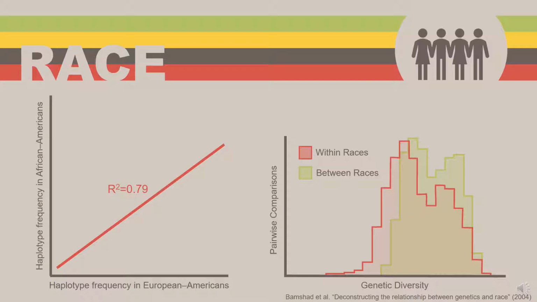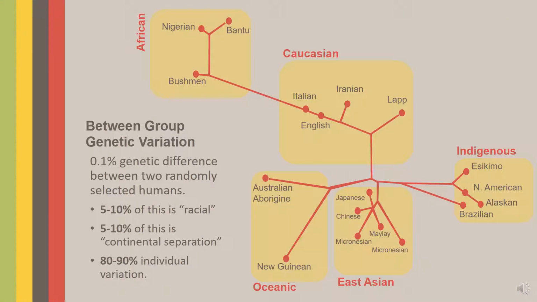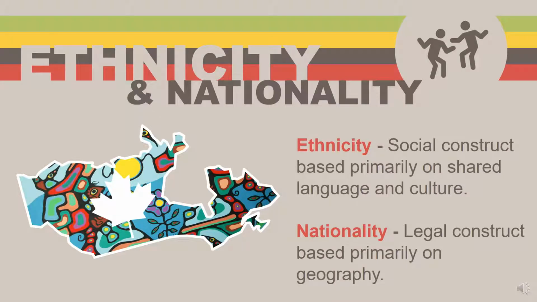In other words, if you were to pick two individuals at random, race would not be an accurate predictor of how similar they were genetically. In fact, of the 0.1% of genetic variation between two randomly selected humans, only about 5 to 10% of this is racial. The rest is continental segregation, and a whopping 80 to 90% is just individual variation, has nothing to do with race. And so, when we think about this, the terms we use, race isn't always the most helpful.